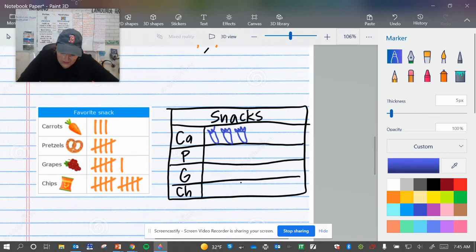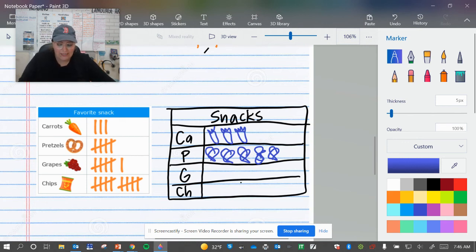Pretzels, we have 5. So I'm going to draw like a little heart pretzel. We're just going to do the pretzel the best you can. Doesn't have to look super fancy. Oh, that looks like an 8, Miss Hartgrove. That's fine. 1, 2, 3, 4, and 5. Okay, there's my twisty pretzels.